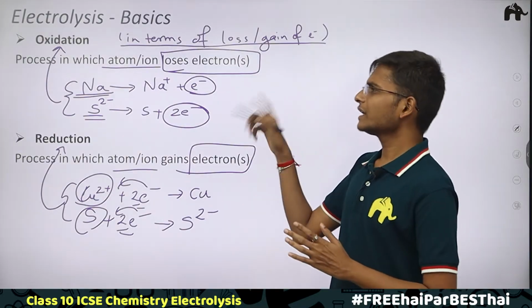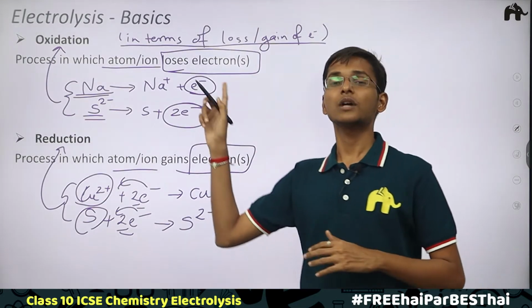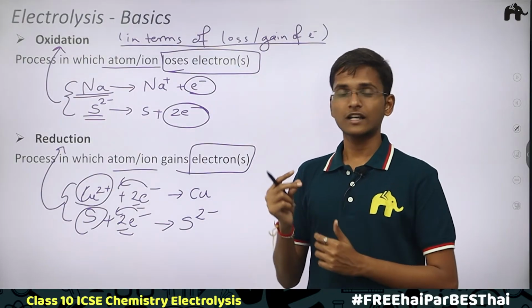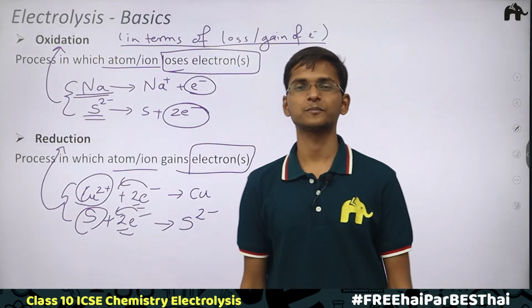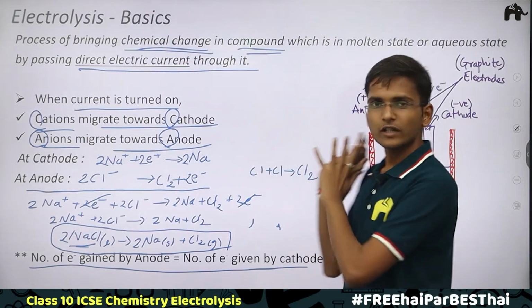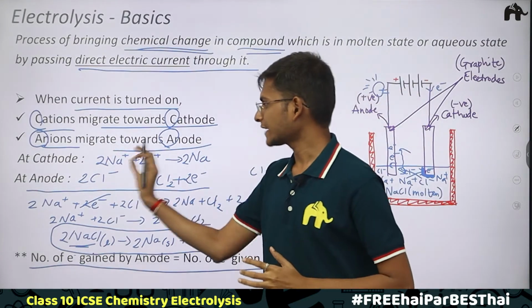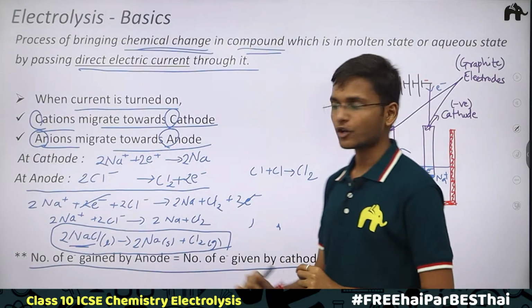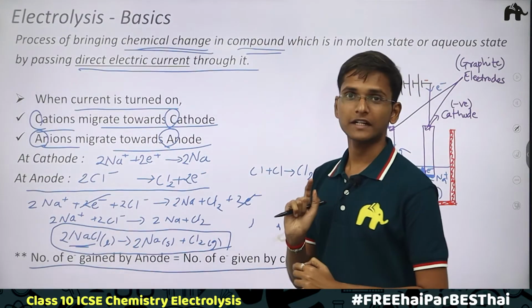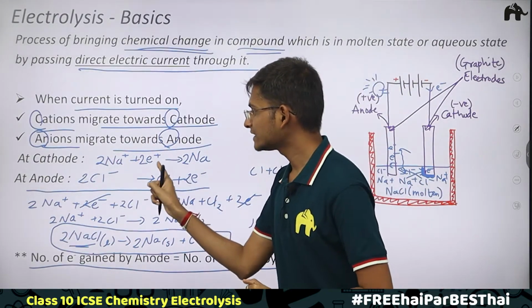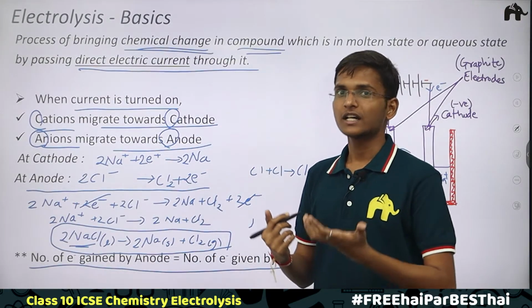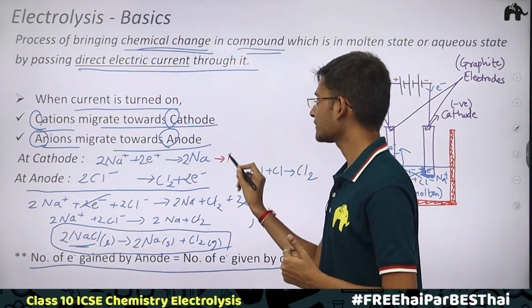Clear? Now why have we studied this? Because we are going to apply this concept to electrolysis. So let's see how. In our electrolysis, we have seen that at the cathode, these 2 sodium ions gain electrons and become 2 sodium atoms. So here an ion is gaining an electron. What would this process be? Reduction.